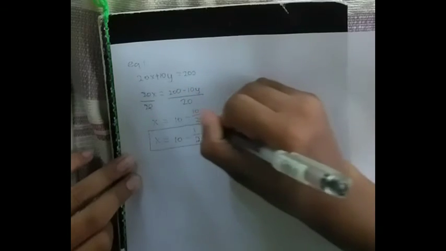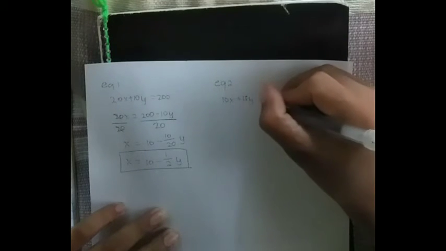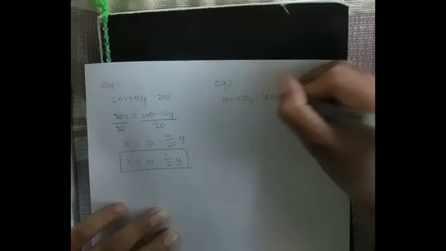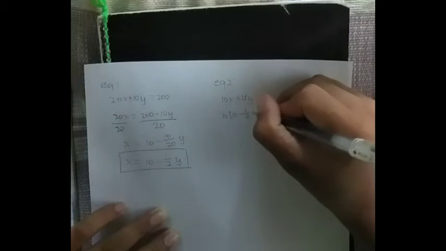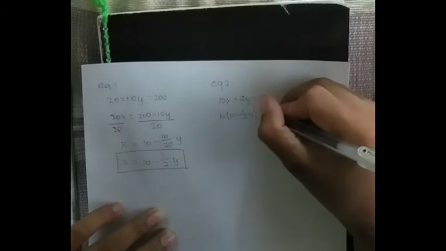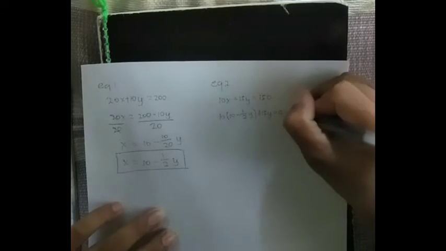So this is our x. Then equation 2, 10x plus 15y equals 150. Substitute our x, which is 10 minus 1 half y, so 10 times the quantity 10 minus 1 half y plus 15y equals 150.